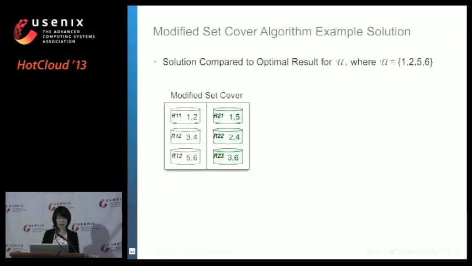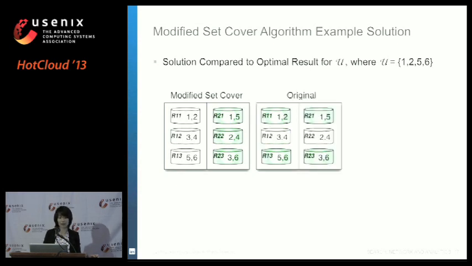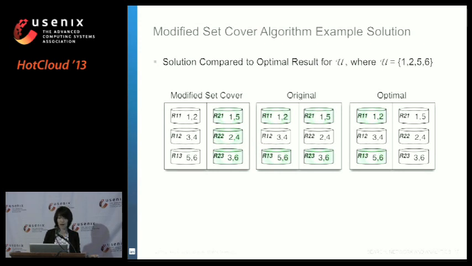This is what's produced by the modified set cover algorithm. And this is the original solution without using the set cover algorithm, and this is the optimal result set. So as you can tell, the modified set cover algorithm tends to produce a set of nodes that belong to the same replica. And also in our experiment, this version of the set cover algorithm produces about 1.5 to 2 times the optimal result set, and it doesn't introduce any additional latencies.